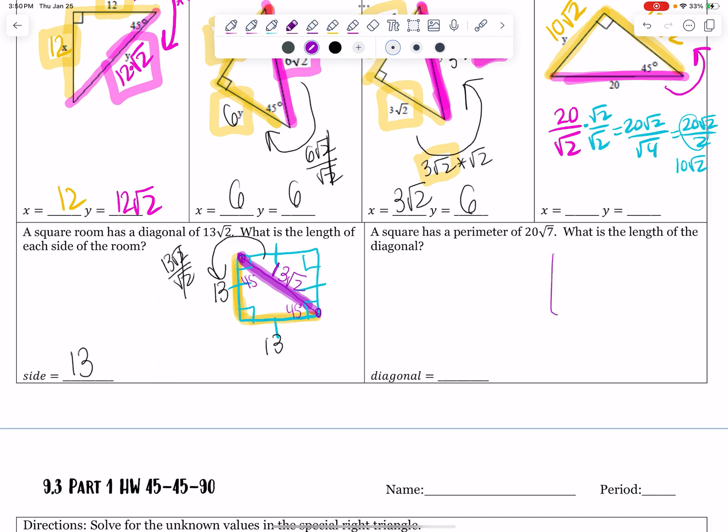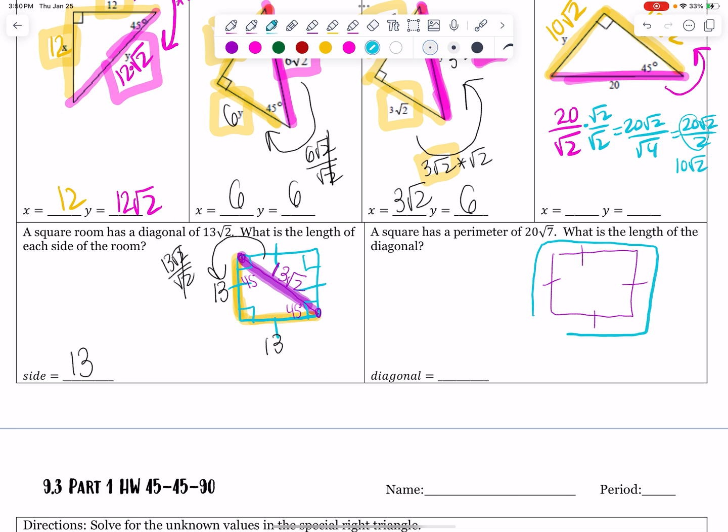All right, here we go. A square, so draw a square. Says that it has a perimeter, so not a side length, not a diagonal, but a perimeter, which is all the way around the outside, of 20 root 7. It wants you to go through, if it has a perimeter of 20 root 7, and find one of the actual diagonal lengths of the square. So that is going to be the hypotenuse.